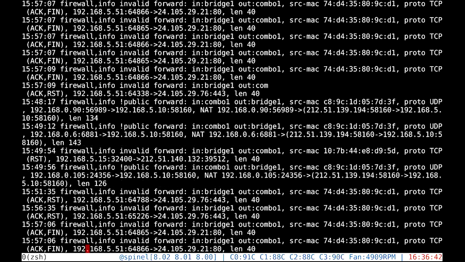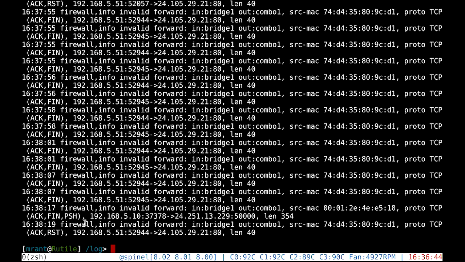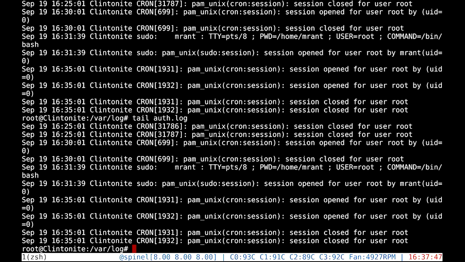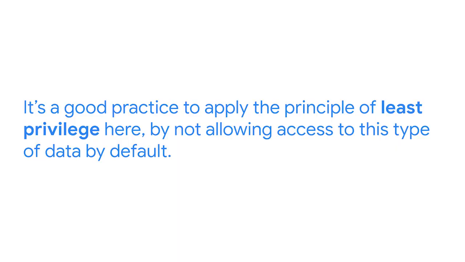This was enabled by our logging and monitoring systems. Auditing data access logs is super important. It helps us ensure that sensitive data is only accessed by people who are authorized to access it, and that they use it for the right reasons. It's good practice to apply the principle of least privilege here, by not allowing access to this type of data by default.